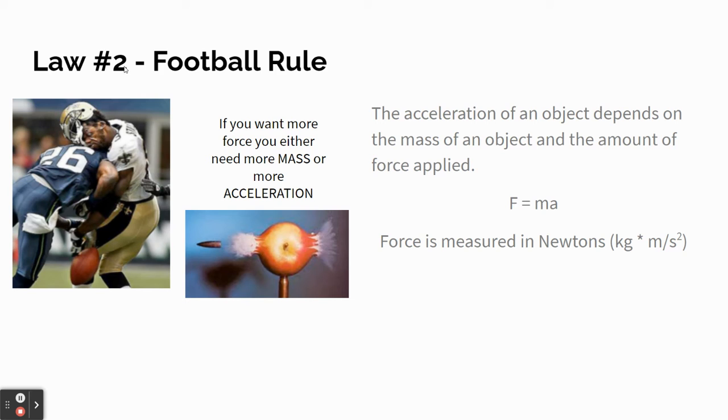Law number 2 is the football rule. The football rule is simply that the acceleration of an object depends on the mass of the object and the amount of force applied. If you want to move something faster, you either need more force or less mass. The more mass you have, and the more acceleration you want, the more force you're going to need.